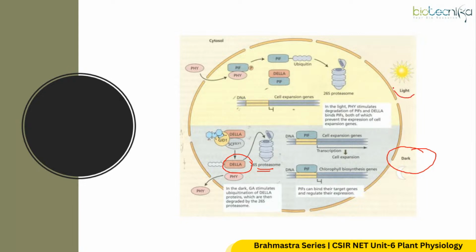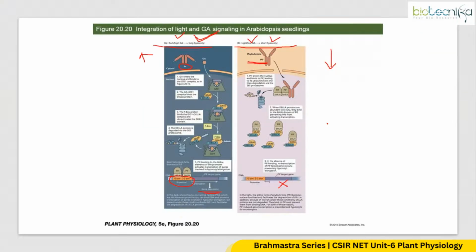But when light is present, I told you phytochrome is active. So phytochromes will enter and target the PIF for degradation. DELLA will also do the same. So what happens in the light? PHY will stimulate the degradation of PIF. DELLA binds to the PIF, both of which prevent the expression of expansion genes, that is, elongation genes, we can say. You can understand through this image, or you can also understand through the other image, completely your choice.